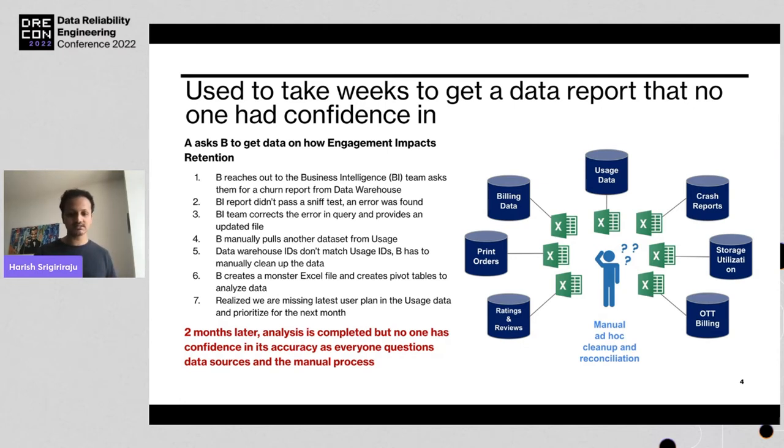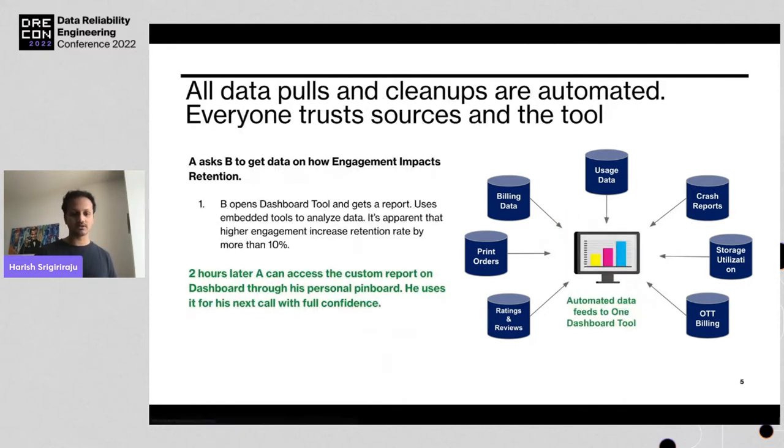And all of this effort takes about 2 months to bring this analysis to product leaders. By the time, sometimes it's too late, and the product leaders are not able to take corrective actions or understand the product better or create a roadmap. So this is a typical chaotic process, and you must have seen some of these in your teams as well.